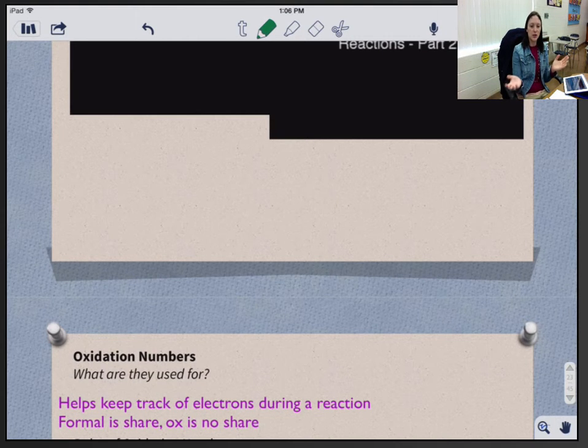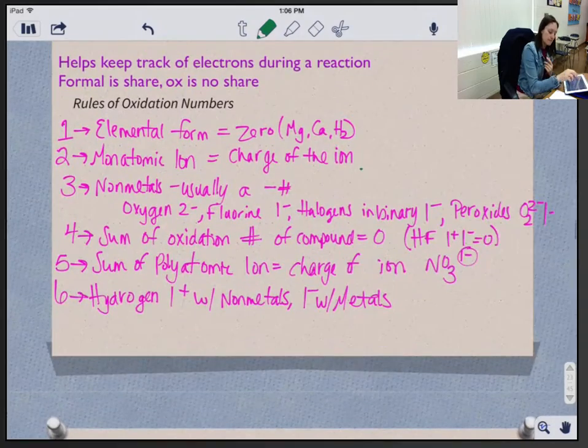All right, so this big section next is dealing with the rules of oxidation numbers. So I'm going to put up all the rules here, copy them down, and I'm going to roll through what each one is.